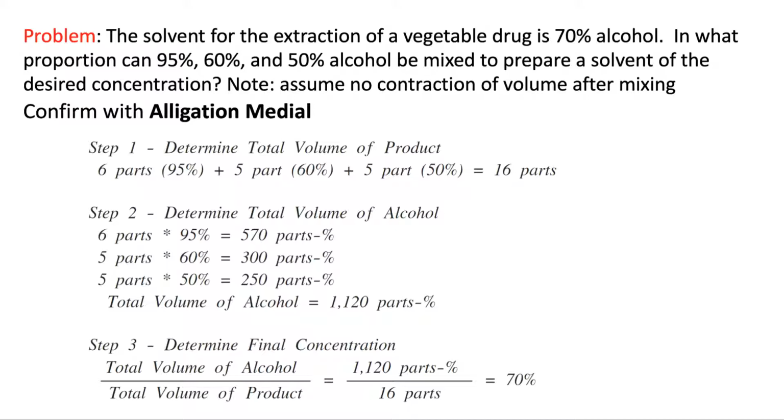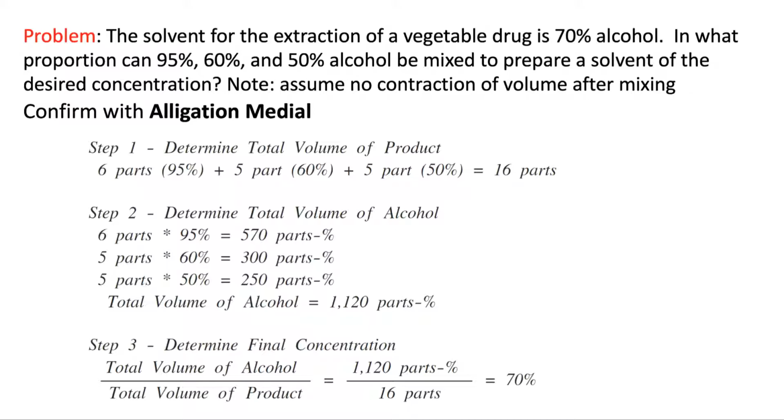We don't cancel anything. Same thing for the 60%. 5 parts times 60 is 300 parts percent. And lastly, for the 50%, we also had 5 parts, so 5 parts times 50% gives us 250 parts percent. Now we can add all that up, so 570 plus 300 plus 250 gives us a total of 1,120 parts percent. That's essentially the amount of alcohol in our formulation.